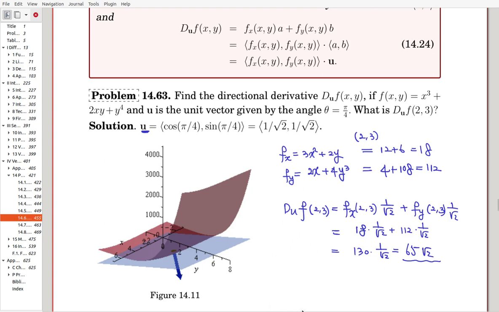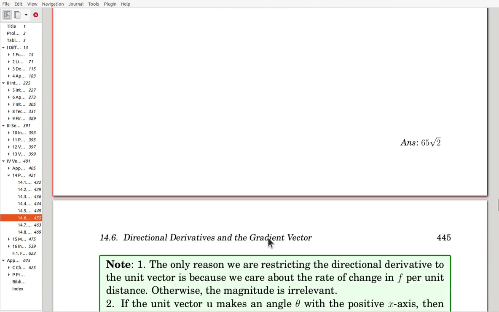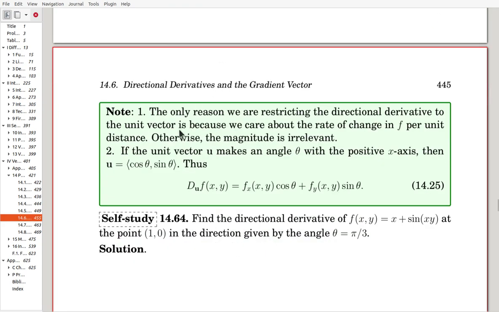So that is the corresponding picture. There's D_u f in the direction. We have a note. The only reason we are restricting the directional derivative to the unit vector is because we care about the rate of change in f per unit distance. So it must be an average slope, so that as h approaches 0, it must be the instantaneous slope.